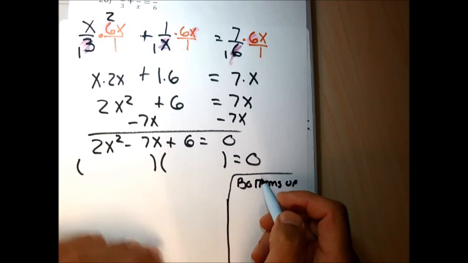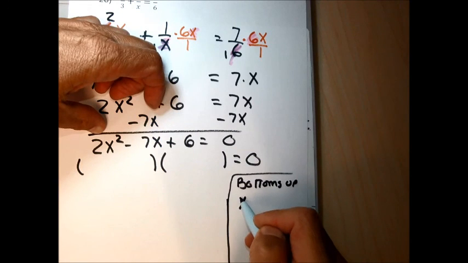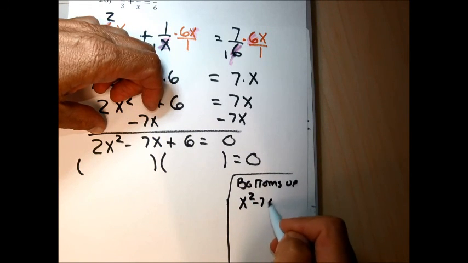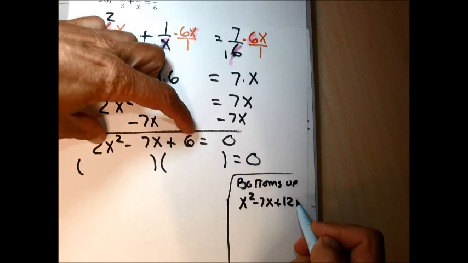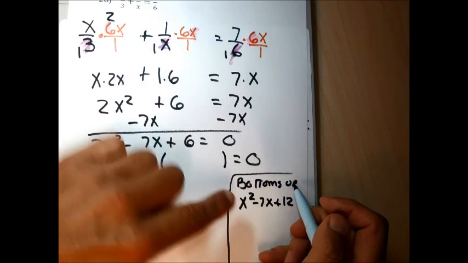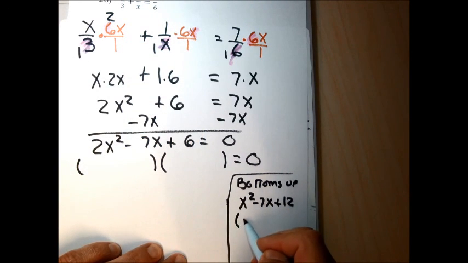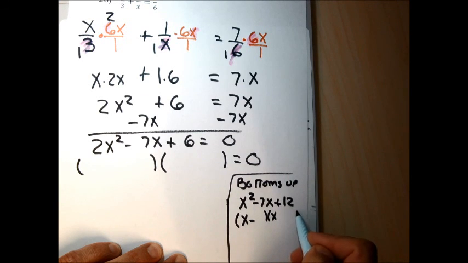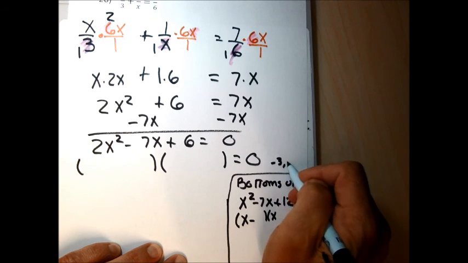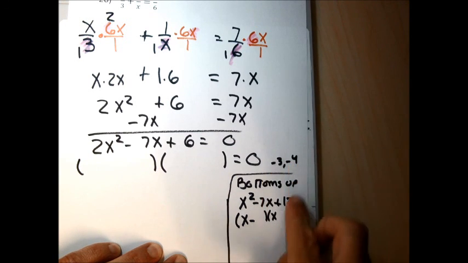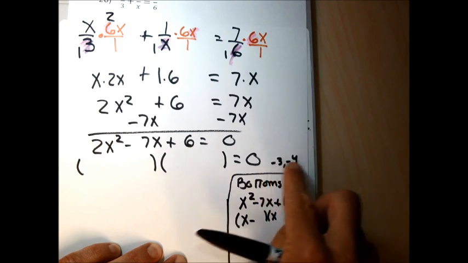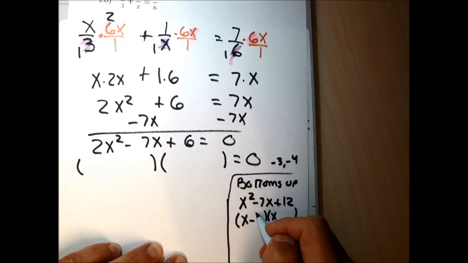So the first step in bottoms up factoring is to multiply. That's going to give me x squared minus 7x plus 12 when I multiply the 2 and the 6. Then I have to factor this. This is a double minus factoring. My last terms have to multiply to 12 and add to negative 7. They're going to be minus 3 and minus 4 because minus 3 times minus 4 is positive 12. Minus 3 plus minus 4 is minus 7.